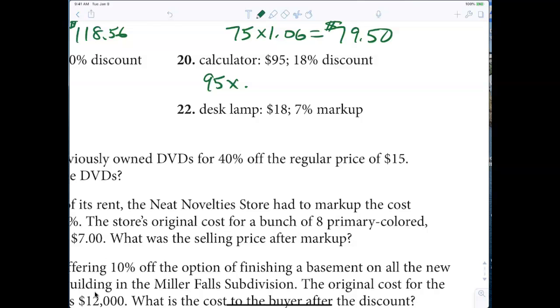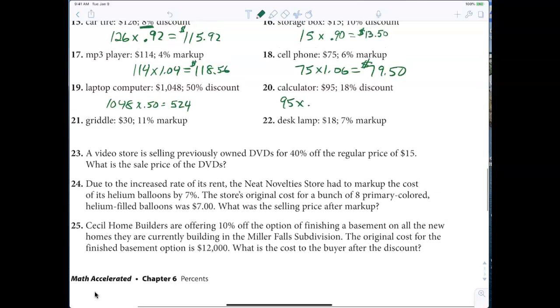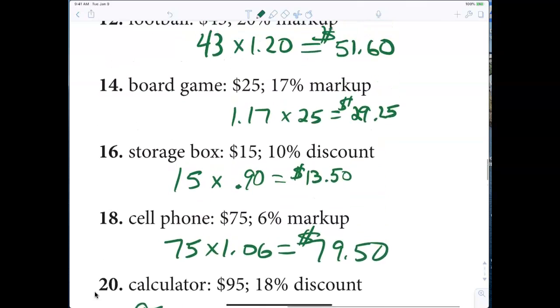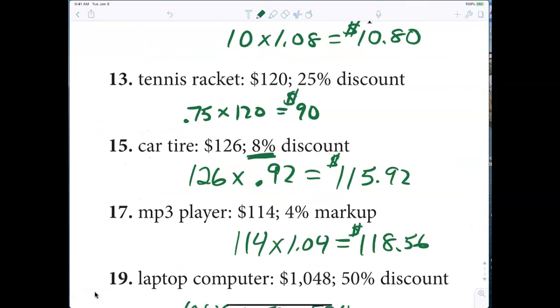You're discounting 100. How are you discounting all the other problems? I don't know. I did it all on the other one. How did you discount 10%? I'm looking at number 16. How did I get 0.9? Okay. How about number 13? 120 times 2.5 is 30, and then 120 minus 30.